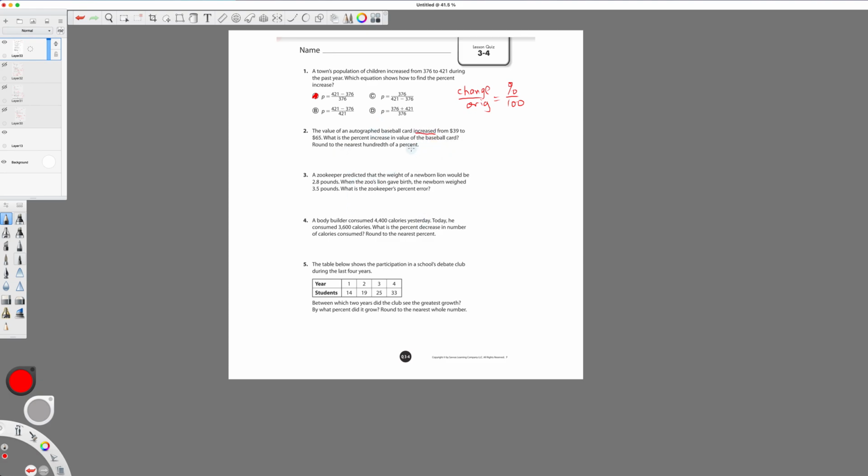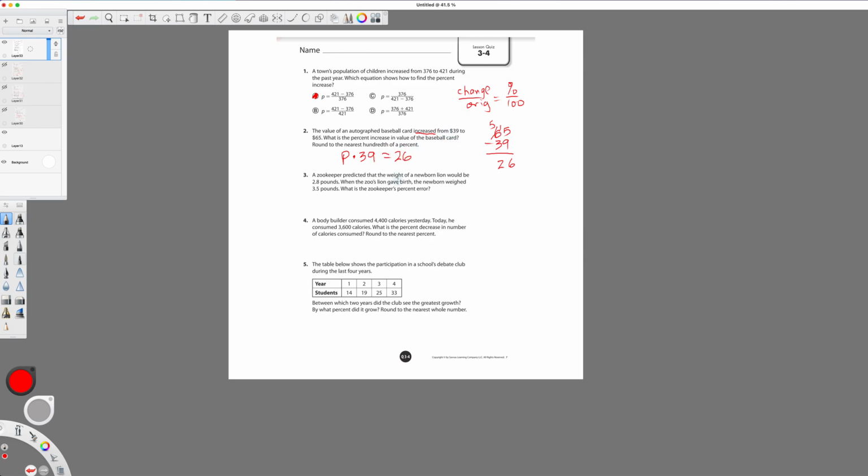Number 2, value increased from 39 to 65. So I have to subtract to see how much it changed. So when I do this subtraction, I get 26. So the increase was 26, but then I have to compare that 26 to what it started out originally. So the percent is going to be of the $39 original amount.